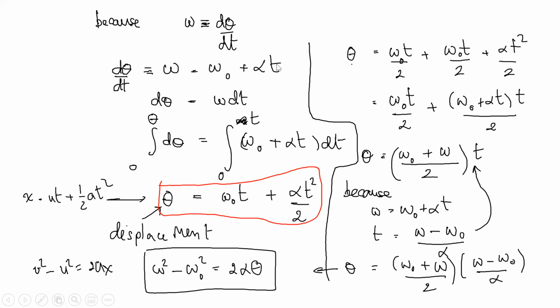And if you plug in t equal to omega minus omega 0 divided by alpha into the equations, and then you rearrange the terms, what you will get is omega squared minus omega 0 squared equal to 2 alpha theta.